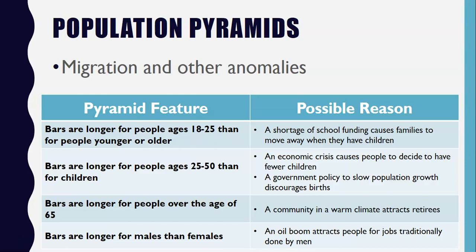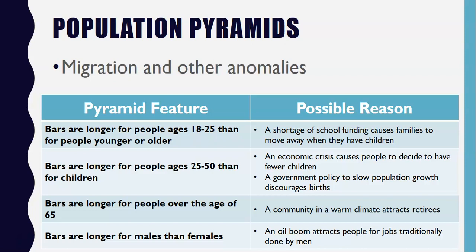So what if the population pyramid bars are longer for people ages 18 to 25 than for people younger or older? A possible reason for this could be that it's a small city that includes a large university, or a shortage of school funding is causing families to move away when they have children. What if on the population pyramid the bars are longer for people ages 25 to 50 than for children? This could mean that there was an economic crisis that caused people to decide to have fewer children, or a government policy was instituted to slow the population growth and discouraged births, or possibly even an epidemic caused a number of infants to die.